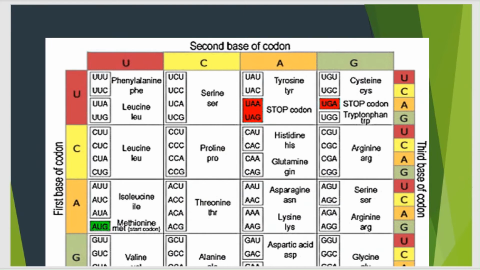So this is another genetic code table. It is just the same as the earlier one. The only difference is that here the names of the amino acids are present.